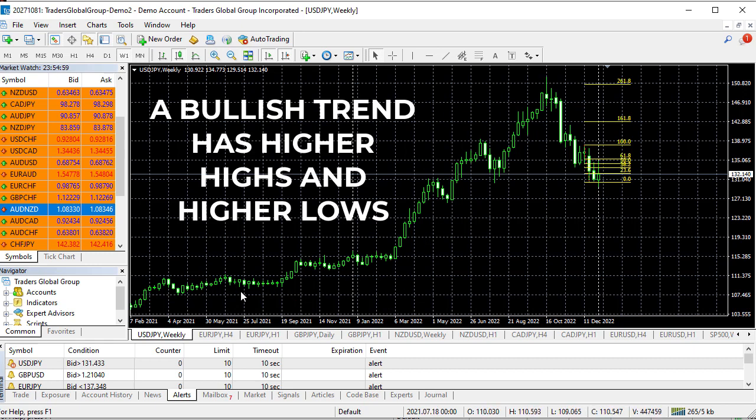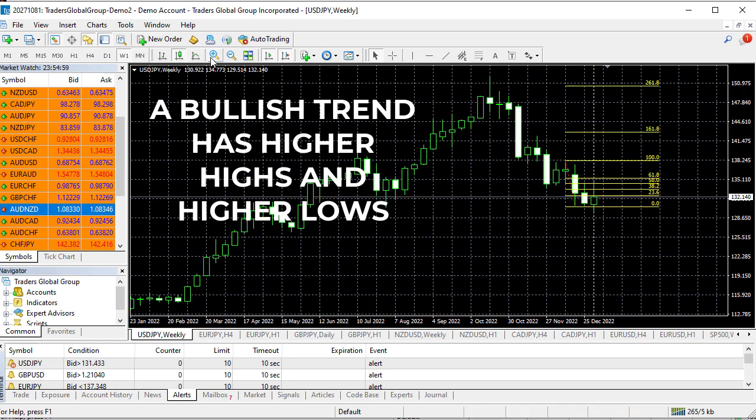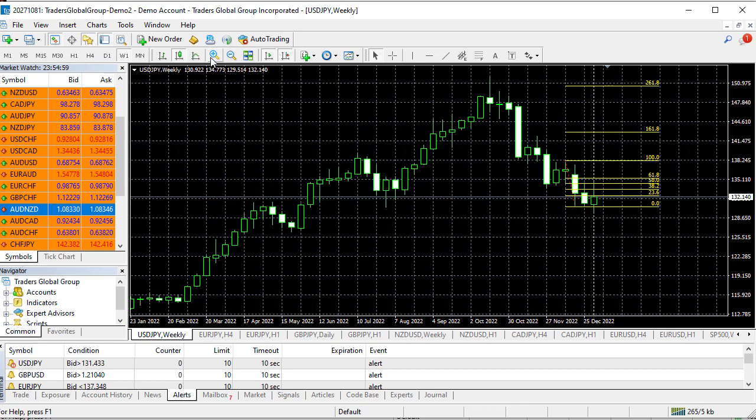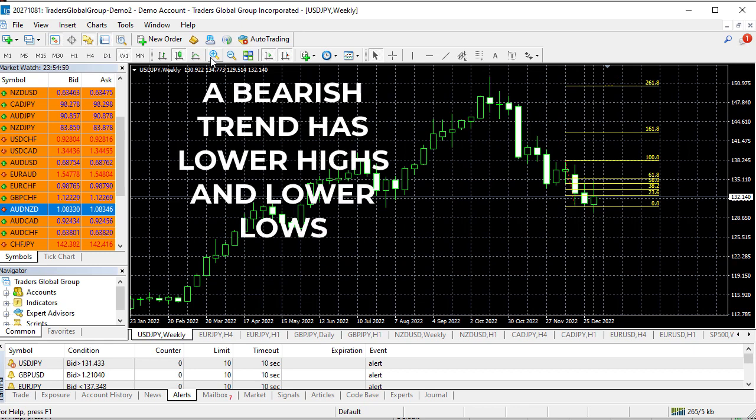You can see that on the USD JPY we have a trend that is just going up, an upward trend. For those of you that don't know how I trade, I make it very simple. I trade trends, and I just look at the charts and see those trends quite easily. A trend is very simple: higher highs and higher lows for a trend going up. That's for a bullish trend.